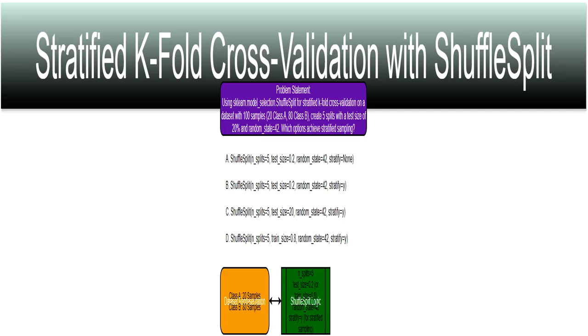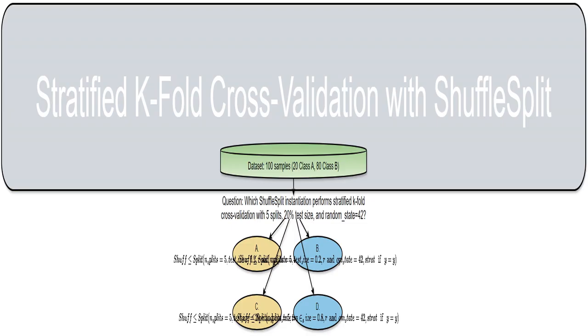I'm asked to find the correct way to use shuffle split to perform stratified k-fold cross-validation. I need to make sure my splits are fair and representative of my data. The challenge lies in correctly using the stratify parameter along with test_size or train_size. I'll explain what stratified k-fold cross-validation means.